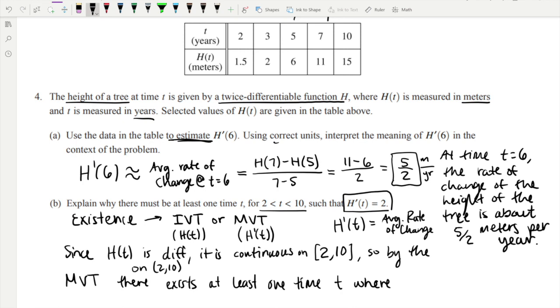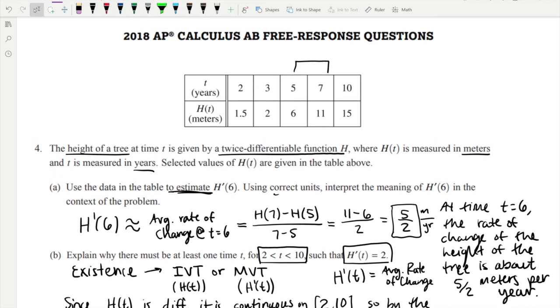So in particular, now we're looking for an interval between 2 and 10 where the average rate of change is 2. Okay, so I'm going back up to the top and I'm looking for my slope between any 2 points. They don't actually have to be next to each other. You know, it could be between like this point and this point. But I want my average rate of change, my slope between those points, to be 2.